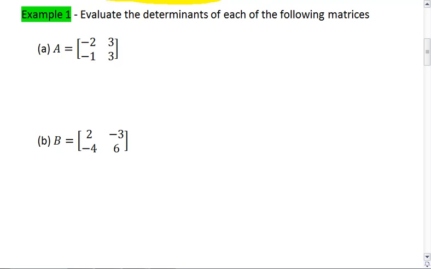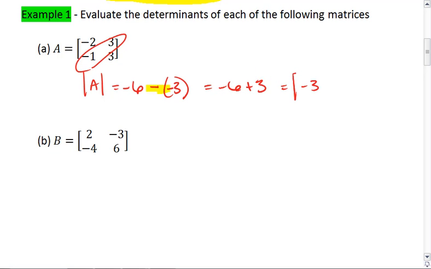All right, for this first one, the determinant of A, you want to take negative 2 times 3, which is negative 6, minus negative 1 times 3, which is a positive 3, or I'm sorry, negative 3. Then the negative makes this a positive, so we get negative 6 plus 3, which equals a negative 3. Determinant of A equals negative 3.